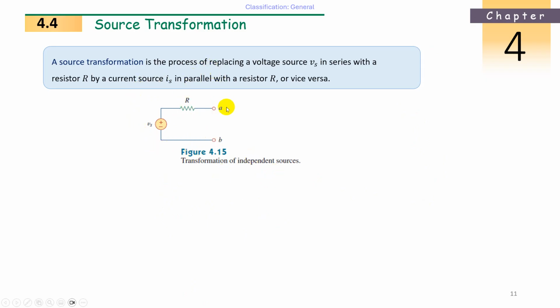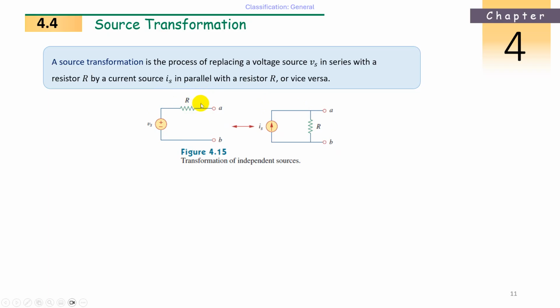This will satisfy Ohm's law, V is equal to IR. Vs is the voltage source. Dependent or independent? Independent voltage source, but if it is dependent, also no problem. So an independent voltage source and a resistance in series at terminals A and B can be directly converted into a current source and a resistance in parallel, with the same terminals A and B. It's called transformation, meaning conversion.